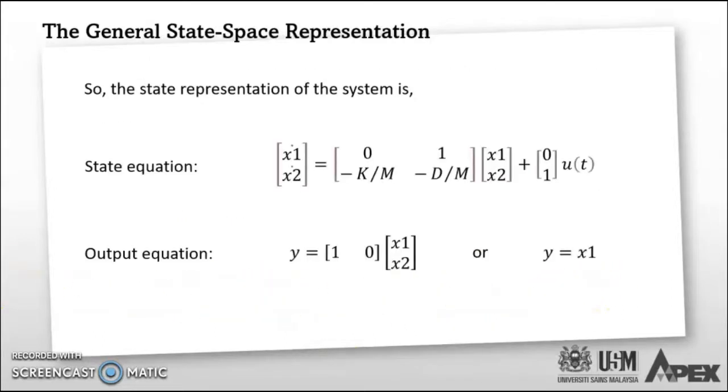Basically the state space representation of the system is represented by this one, which is the state equation, and this one, which is the output equation. So once the question asks to put it in the state space representation, you always have to come up with these two sets of equations. The first one is the state equation, and the second one is the output equation. Okay, so there you are.